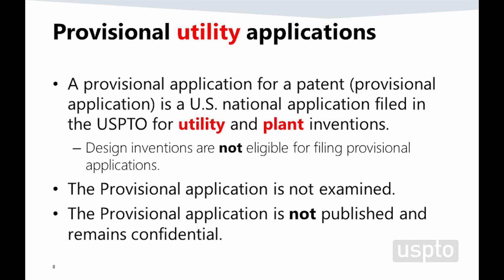Now let's focus our attention specifically towards the basics of a provisional patent application. It is important to note that a provisional application can only be filed for utility and plant inventions. A provisional patent application cannot be filed for design inventions. A provisional application is also not examined by an examiner at the USPTO. The provisional application is not published to the public.